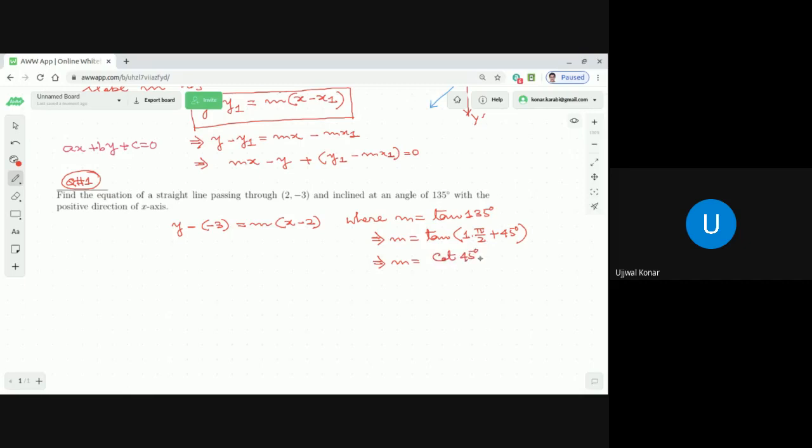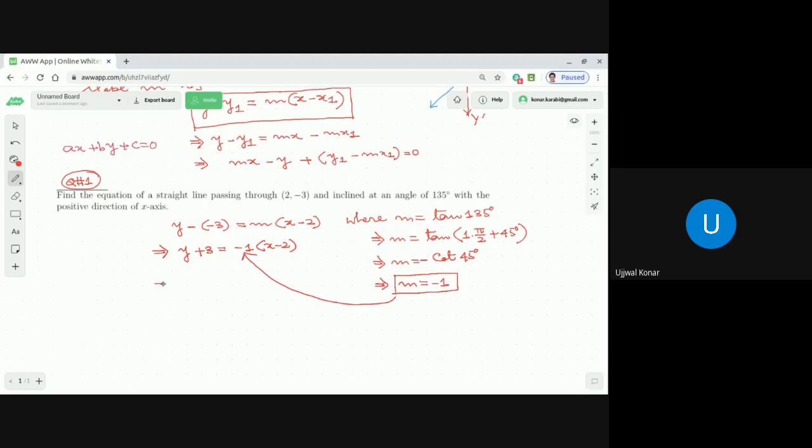But plus or minus depends on which quadrant 135 degrees is in, and whether tan is positive in that quadrant or not. So we know that 135 degrees is in the second quadrant, and in the second quadrant tan is negative, only sine is positive, so it should be minus cot 45 degrees. So m is equal to cot 45 degrees, which is 1, so minus 1. That is the value of m we got, and we can apply it here. So the equation of the straight line becomes y plus 3 is equal to minus 1 into x minus 2.